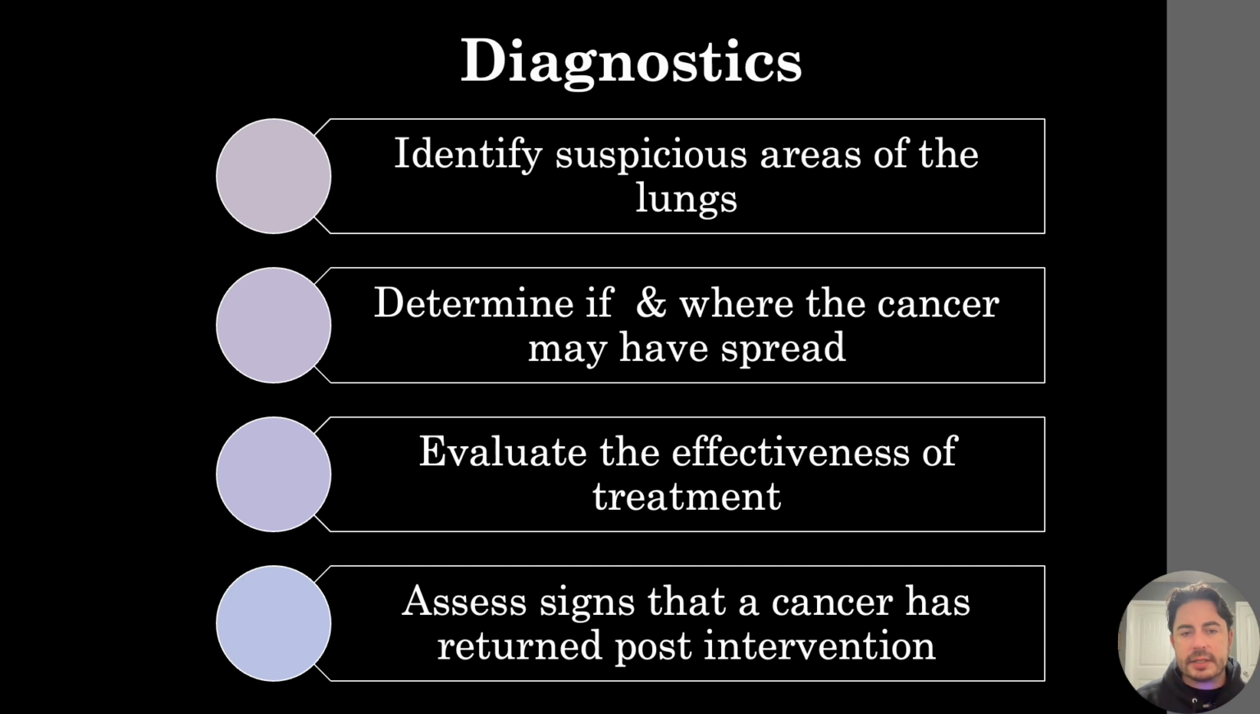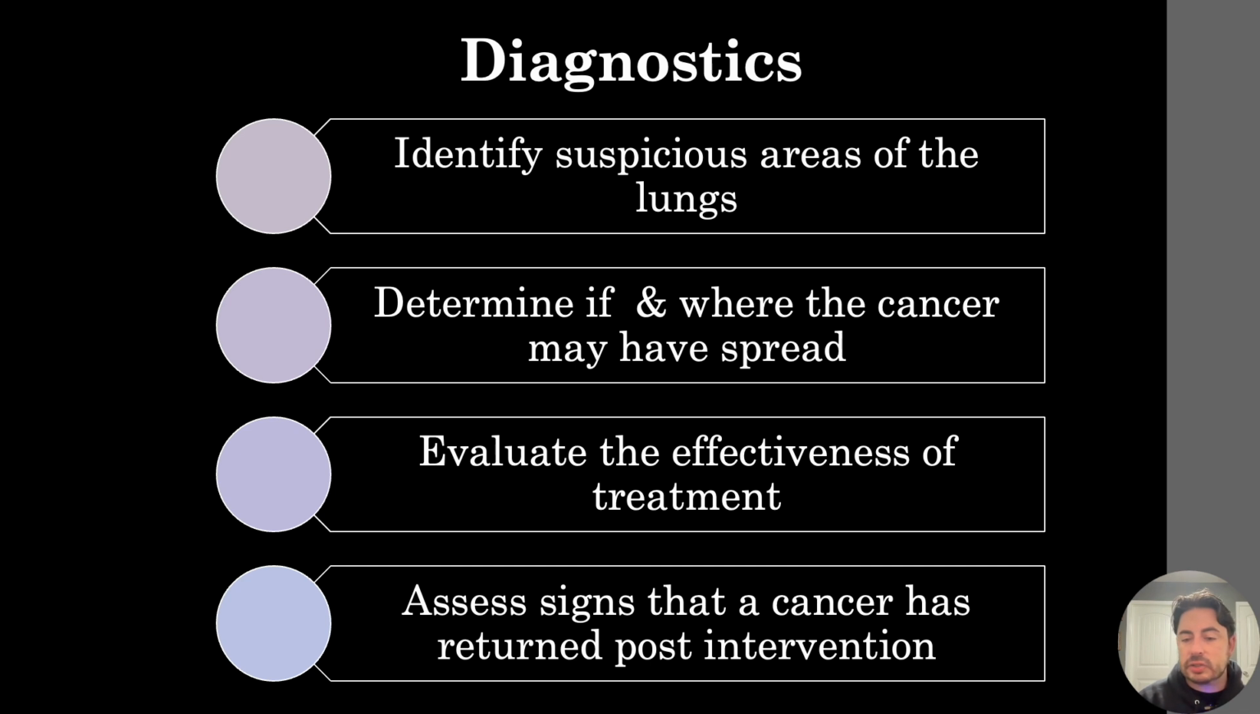So, those diagnostics that we're going to think about are to identify suspicious areas in the lungs. A lot of times when we get a patient that has shortness of breath, they may end up with a chest x ray. And we may see something on the chest x ray that leads us down the path of, oh, we need to look at that a little bit further. If we do identify that the patient does have some sort of neoplasm, then we need to identify if and where that cancer has spread.